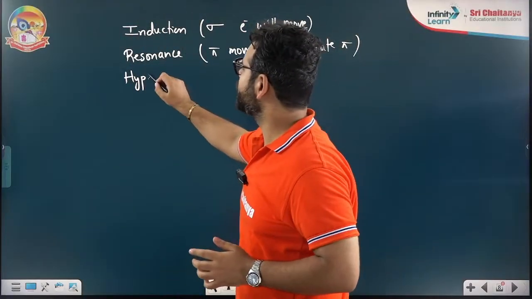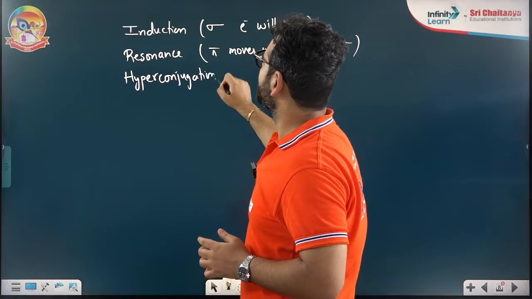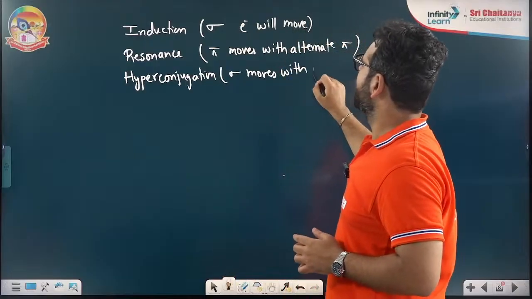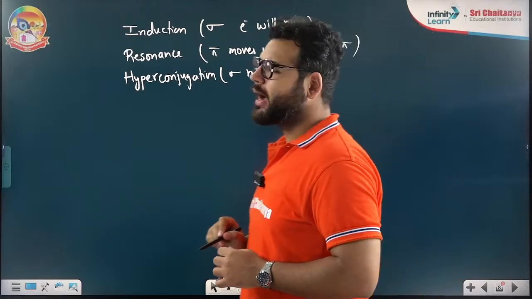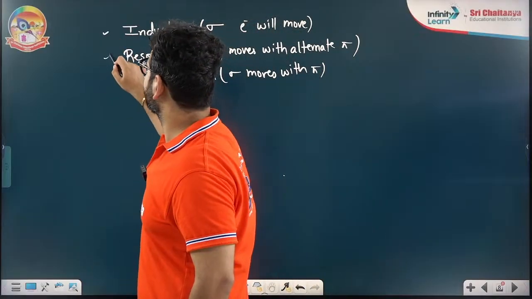So in hyperconjugation, sigma moves with pi. Okay, hyperconjugation, sigma travels with pi. This is the one.